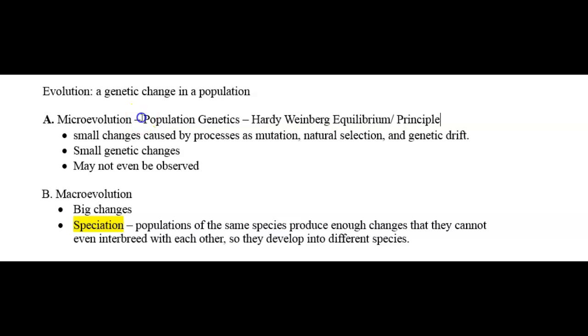So these are going to be small changes, and these are going to be bigger changes. We have one species, and something happens, maybe they are separated, or maybe polyploidy takes place, so they can't interbreed with each other anymore. So they'll become two different species.